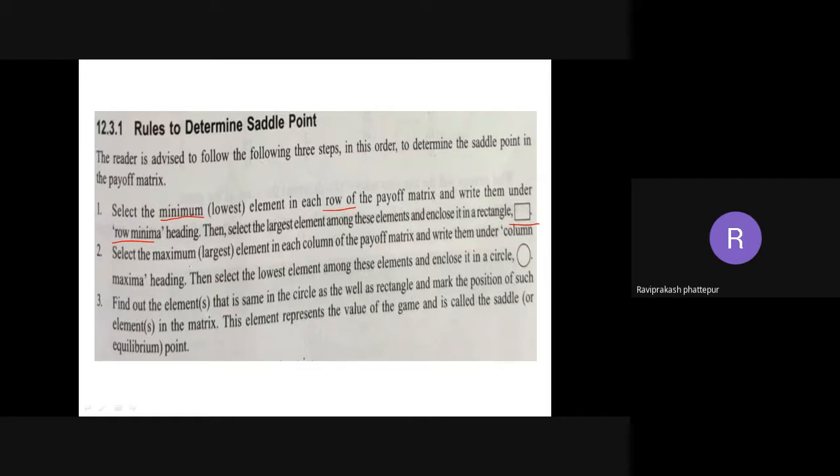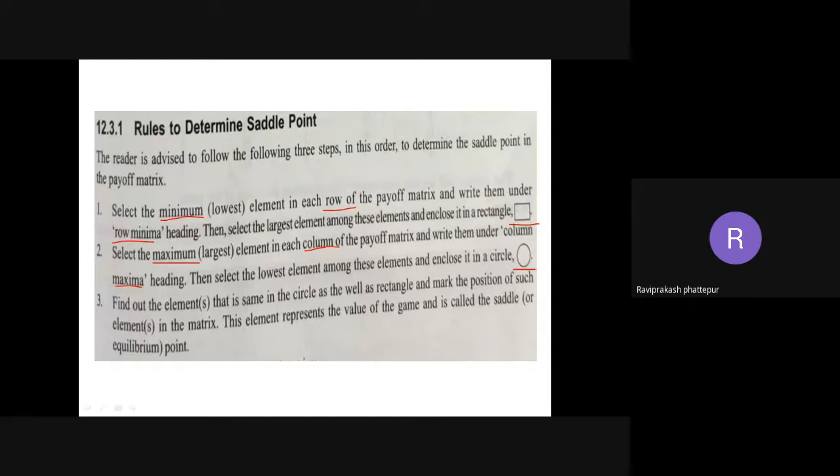Next, select the maximum, the largest value, of each column. I'll underline the maximum value. So maximum column, minimum row, remember this. Write them under the column maxima or maximum, then select the lowest element among those and put it in a circle.